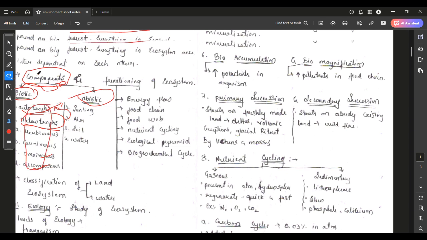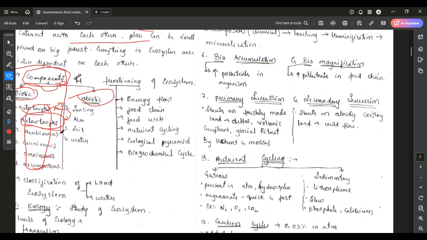If you only see these components, you can write about 250 words here. By seeing this only, you can write about 250 words by elaborating this. You can see here abiotic components are sunlight, air. The air contains carbon dioxide, nitrogen, oxygen. You can elaborate like this.